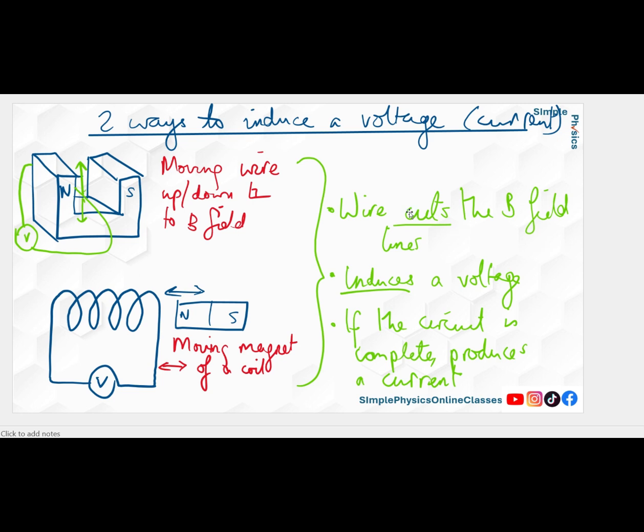So if you look at the description, the wire cuts the B field lines, induces a voltage, and if it's connected to a circuit, in this case connected to a voltmeter, so it's a complete circuit, it produces a current. That is your go-to explanation for generating a current, producing a current, inducing a current. Be careful with the words they use.